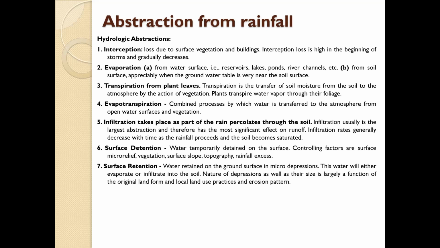Plants transfer water vapor through their foliage. Then evapotranspiration, the combined process in which water is transferred to the atmosphere from open water surfaces and vegetation. Then infiltration, which takes place as part of the rain percolates through the soil. It is usually the largest abstraction and therefore has the most significant effect on runoff. Infiltration rate generally decreases with time as the rainfall proceeds and the soil becomes saturated. Then surface detention: water temporarily detained on the surface, controlled by factors such as micro relief, vegetation, surface slope, topography, and rainfall. And the surface retention.